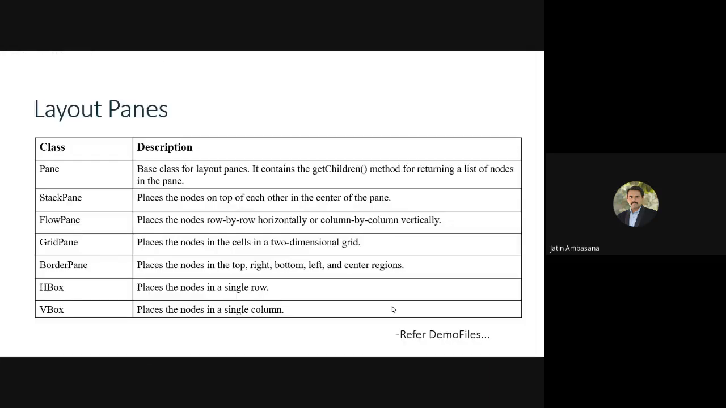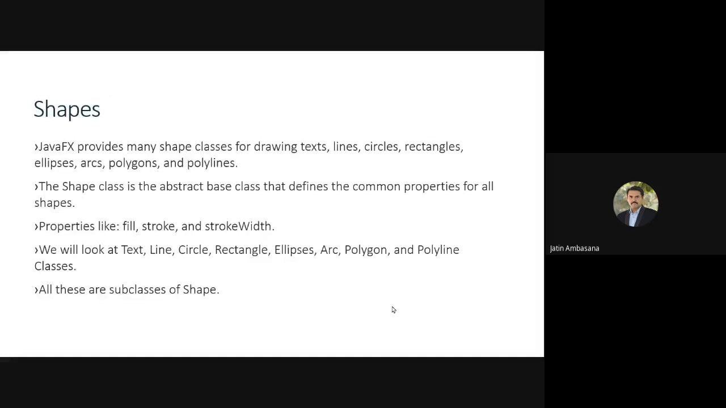Now let's go back to shapes. So JavaFX also provides many shape classes like text, lines. Text also comes under shape. Lines, circles, rectangles, ellipses, arcs, polygons, polylines. Shape class is an abstract base class that defines common properties. It has properties like fill, stroke, stroke width. Okay.